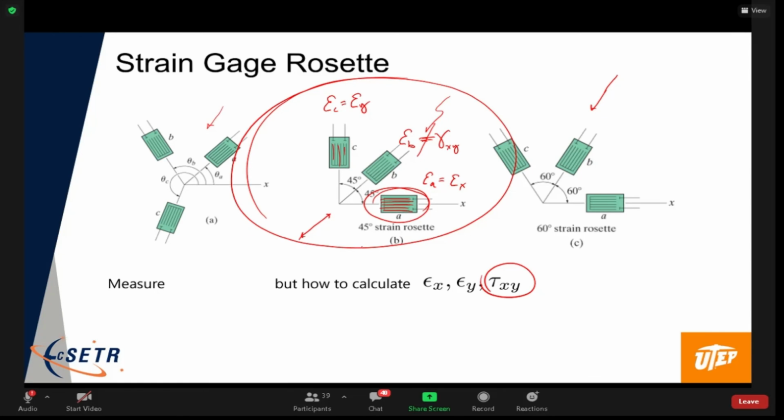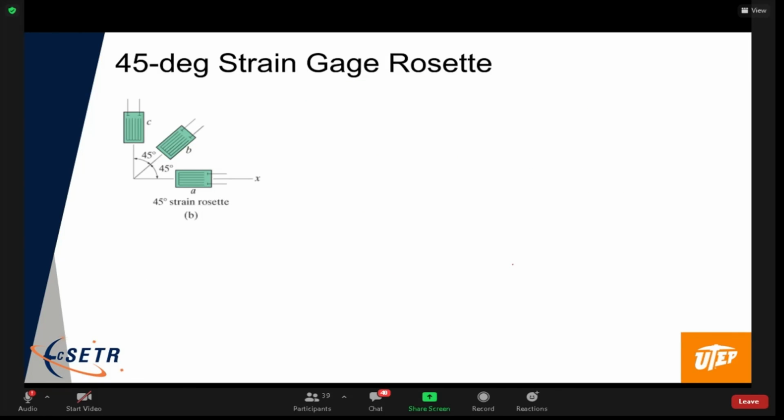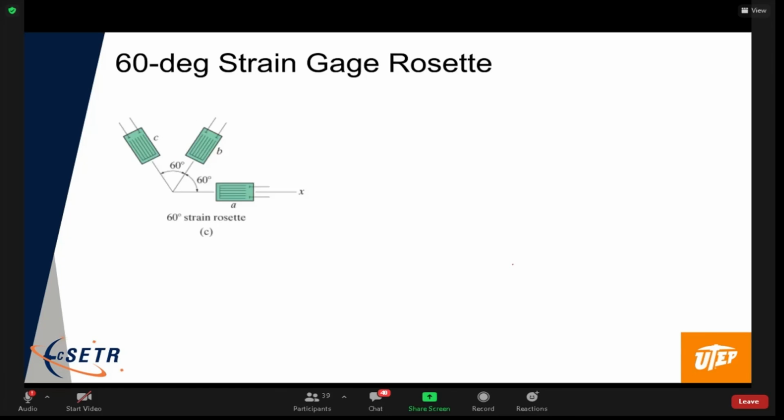So in particular, for this 45, we can get the normal strain in the x just by reading the strain gauge A. We can get the normal strain in the y direction by reading strain gauge C. But somehow we need to use the strain gauges to calculate the shear strain. That should be a gamma, right? Shear strain in the plane, okay? So how do we do that? Well, that would be a stress transformation equation.